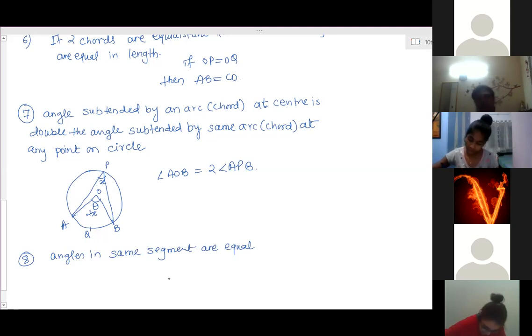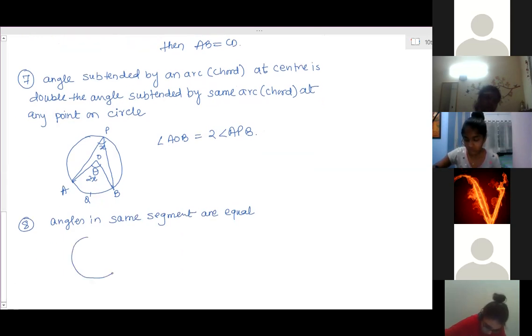Angles in the same segment are equal. So that means this is a circle, this arc. If we join this, this is one of the segments. The angle made by this segment, at the endpoints of this segment, makes this angle here. So these two angles are in the same segment, the major segment. They are equal. They are made by the same arc AB. Same arc AB makes the angles APB and AQB. So angle APB and angle AQB are equal.